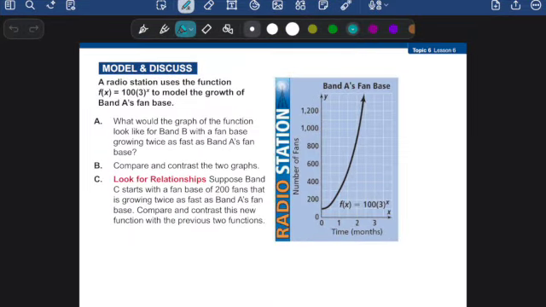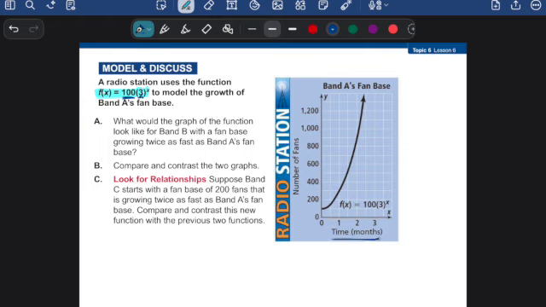In the model and discuss, we have this graph representing a radio station, and they have this function to represent the growth of band A's fan base. So if I remember my exponential functions, I know the 100 represents the initial value, so they started out with 100 fans, and the growth rate is 3, so they're tripling. They're multiplying by 3 over and over again, looks like every month.